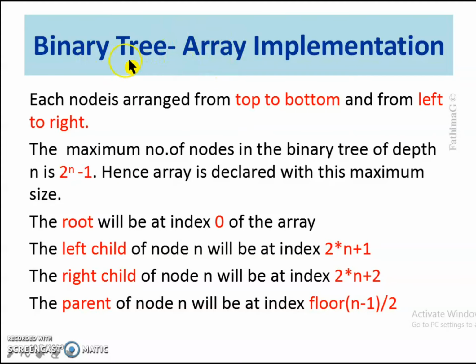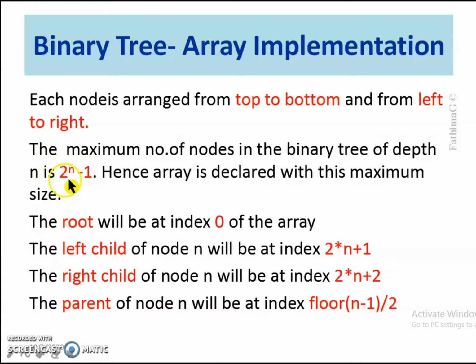In binary tree, each node is arranged from top to bottom and from left to right. The fact is that the maximum number of nodes in the binary tree of depth n is 2 power n minus 1. Hence, if we know the maximum depth of the tree, then we can represent the binary tree using the array data structure, where the array is declared with this maximum size as 2 power n minus 1.